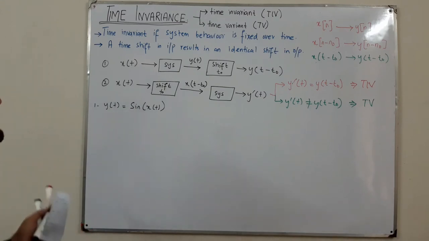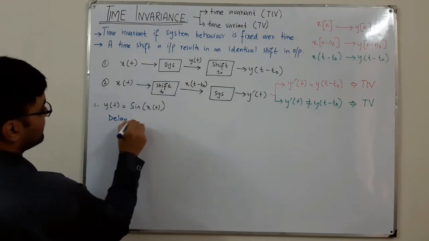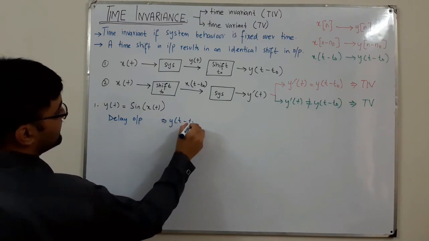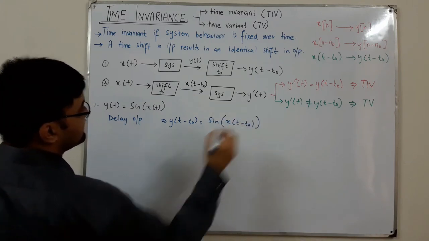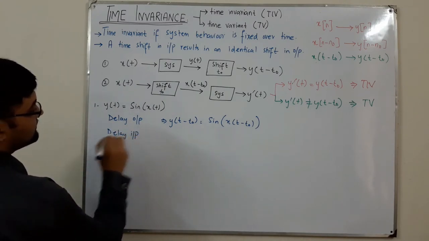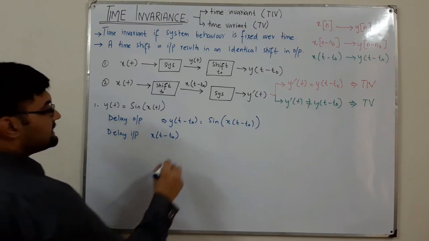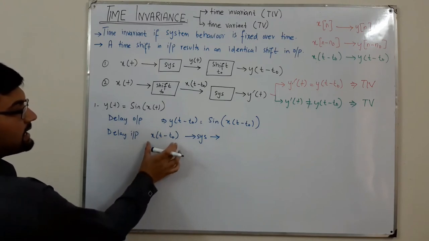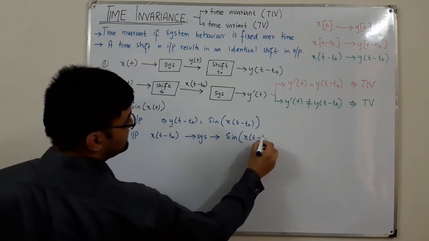What you do is, you first delay the output, right? So this implies that y of t minus t naught would be what? Sine of x of t minus t naught. Then in the next step, you delay the input first. So you have x of t minus t naught, which means if you provide it to the system, which is taking the sine of your input, now the input is this particular thing. So you have the sine of this particular input, which is t minus t naught.